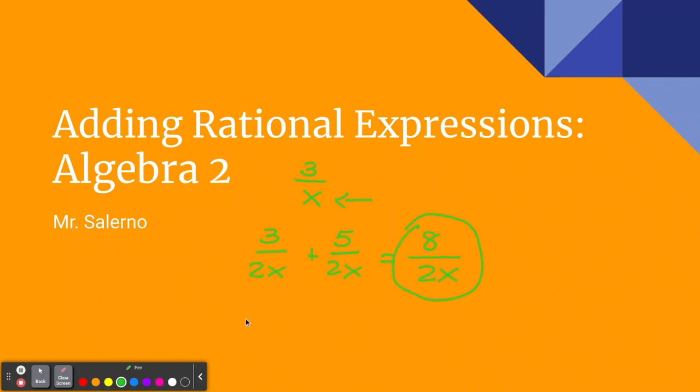So, let's do one more. So what would this be? 2 over x plus, let's say 5 over x. What's that answer? You got it, 7 over x. They have the same denominator. But of course, what if they have different denominators, unlike denominators? So let's talk about that. Let's get a clean page.